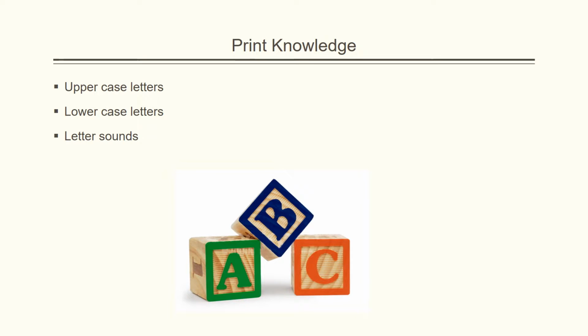The first section is print knowledge. We will be looking at uppercase letters, lowercase letters, and letter sounds. Again, the children will be shown 4 different squares, and it's our job to ask the question on the other side. For example, our question could be, point to the letter B. Another question could be, what letter makes the sound?